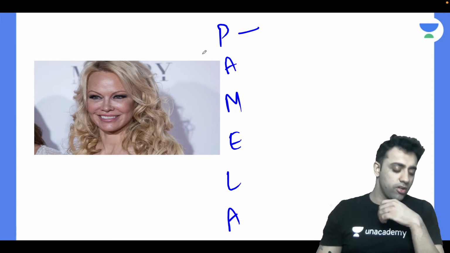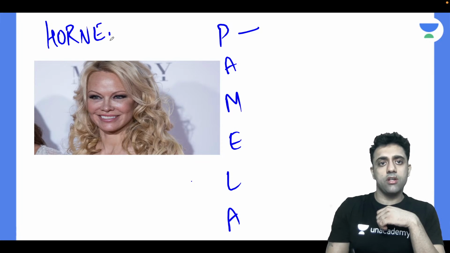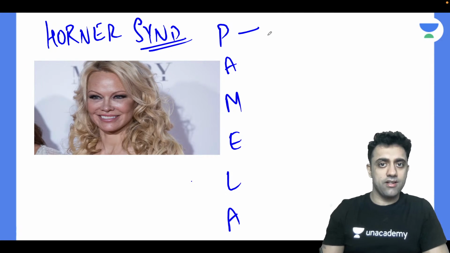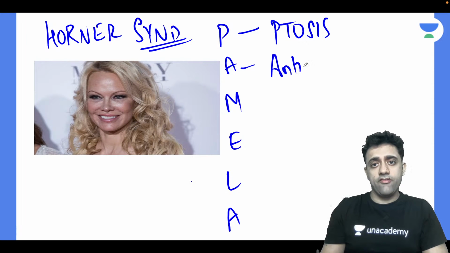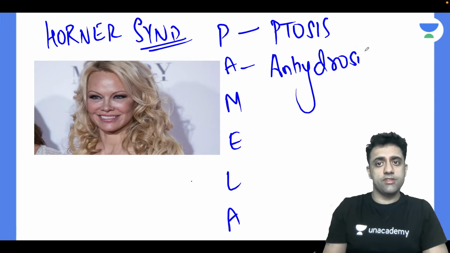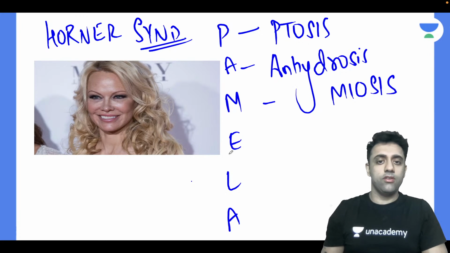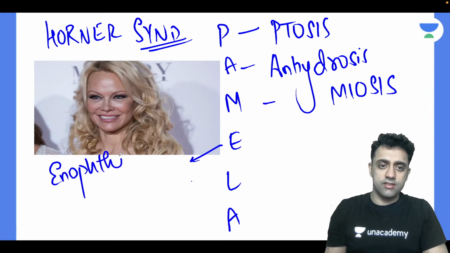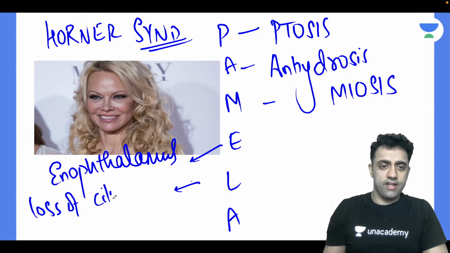Have you heard the mnemonic of Horner syndrome? The patient can land up in Horner syndrome. The mnemonic for that is Pamela Anderson. P for ptosis. A for anhydrosis. Yes, very good. M for miosis. Very good. Yes, Isha. E for enophthalmos. L for loss of ciliospinal reflex.